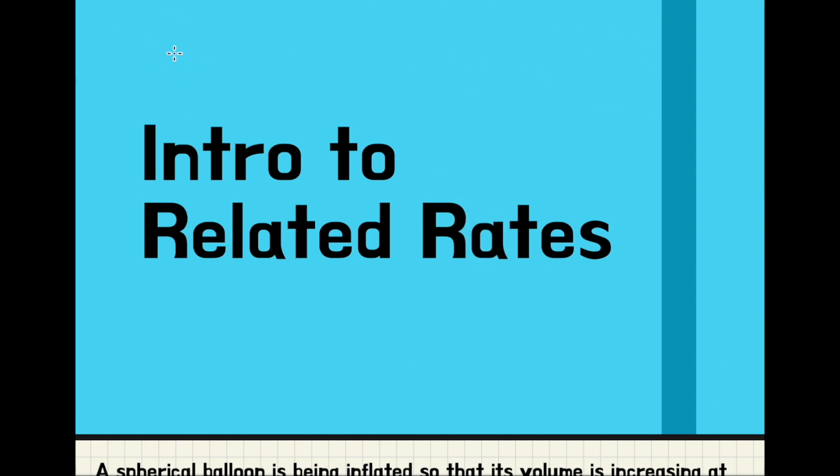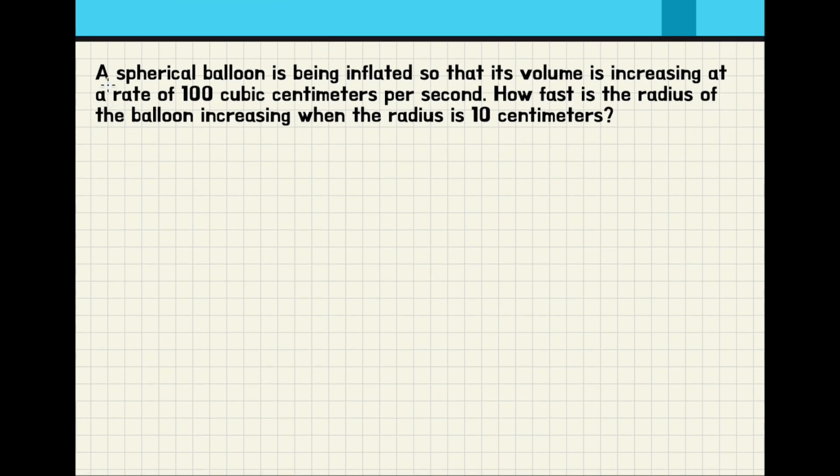Before we go to those questions, one thing to note is that the first step is finding an equation or formula that includes all of the variables that are given to us in the question. So let us see in the first question. A spherical balloon is being inflated so that its volume is increasing at a rate of 100 cubic centimeters per second. How fast is the radius of the balloon increasing when the radius is 10 centimeters?